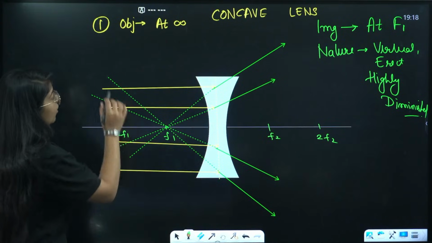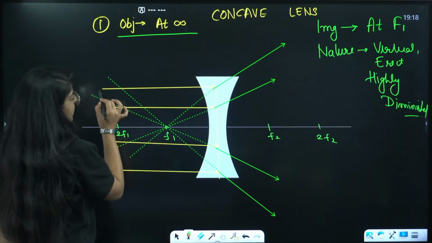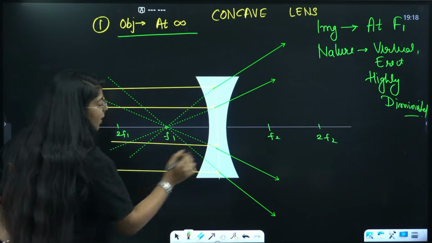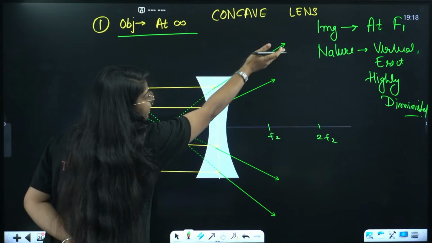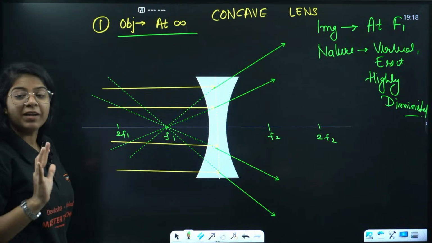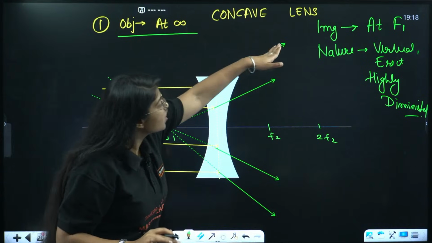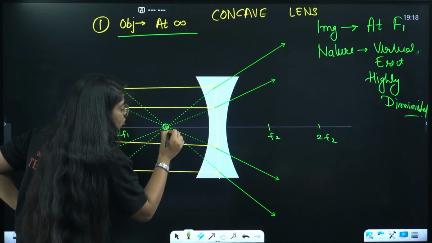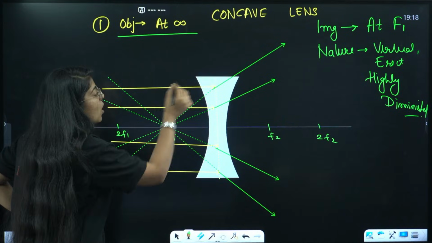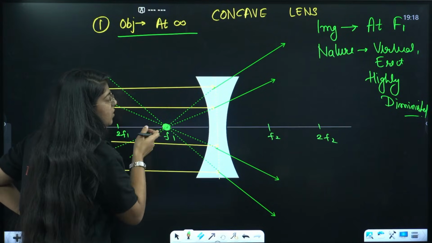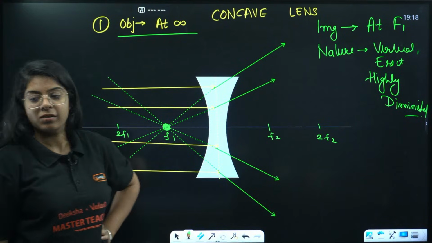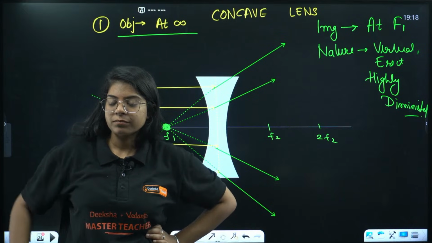Look, the object is at infinity. That means the rays are coming parallel to the axis, right? The rays are coming parallel and they diverge. Look, now you have to be very clever. They diverge in such a way that when you extend those backwards, they are passing through the focus. So what you do? You first extend them backwards and then from there you make the diverged rays. You make the real rays. Okay? Done?